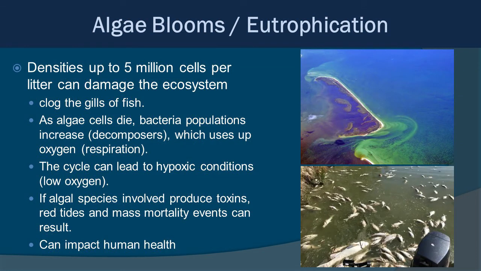Now when we have an algal bloom, the densities can be up to 5 million cells per liter, and it can damage the ecosystem. It can do a bunch of things. First of all, it can clog the gills of fish, which is not good, right? As algae cells die, bacteria populations increase, essentially because they're decomposers and they're going to do what decomposers do, but they use up oxygen through respiration in that process. The cycle can lead to a hypoxic condition or low oxygen, and if algal species involved produce toxins, then you get red tides and mass mortality events that can result. So human health can be a factor in this as well.